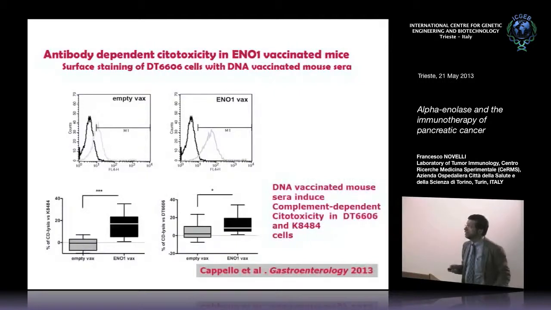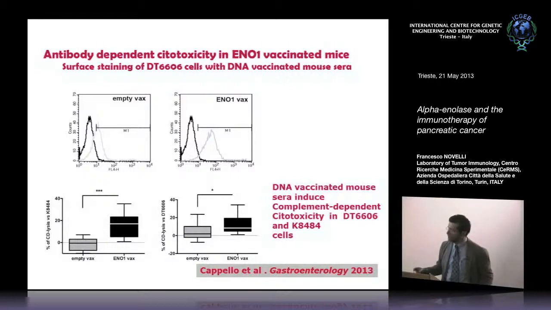But most importantly, we observed that the antibodies from enolase vaccinated mice were able to efficiently induce complement-dependent cytotoxicity compared to the sera from empty vaccinated mice, and this was observed in both cell lines that were derived from KC and KPC mice respectively.